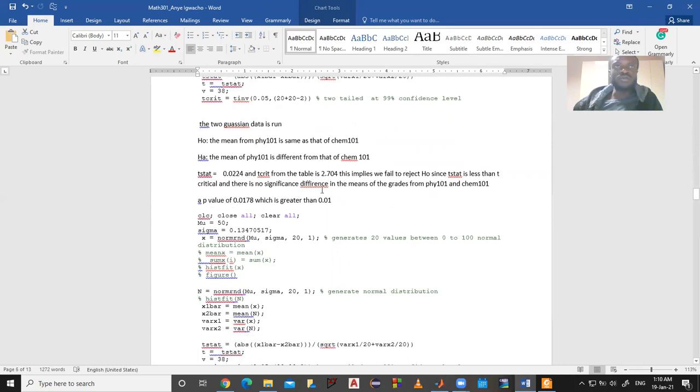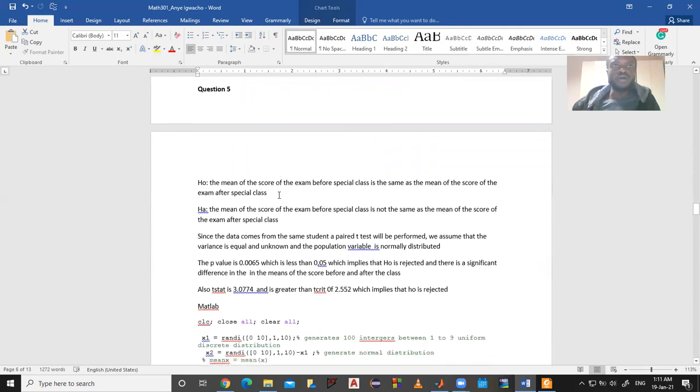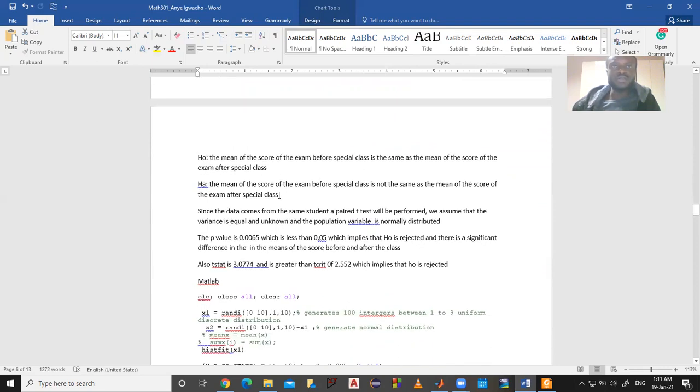Here we also run the two Gaussian data sets from physics and chemistry. In the end, we carry out the T test. The T stat from the table is this, so T stat is less than T critical. So we reject H0.